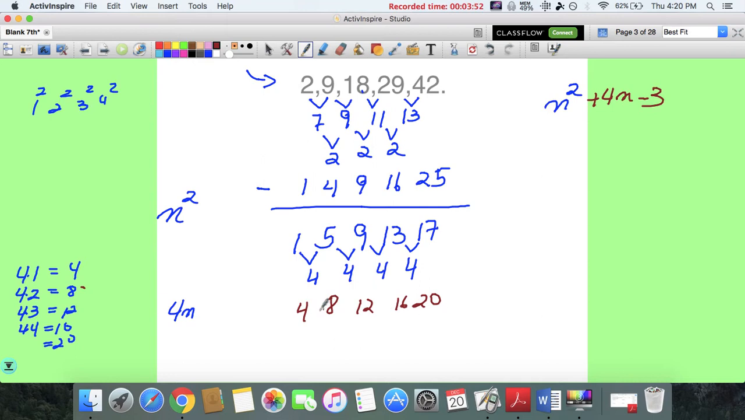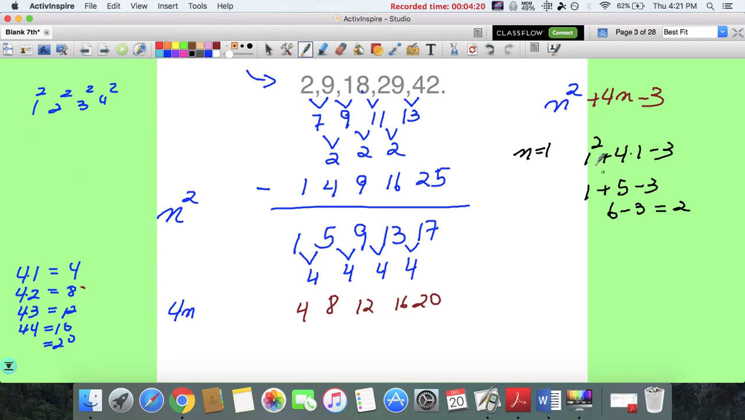So it is a 4n sequence, going by 4s, but subtracting 3. So just to check, let's make n equal 1. If n equals 1, that'd be 1 squared plus 4 times 1 minus 3. 1 squared is 1. 4 times 1 is 5 minus 3. And then 1 plus 5 is 6 minus 3. And that's 2. And there's something I did wrong.